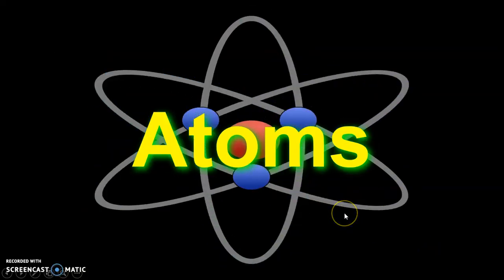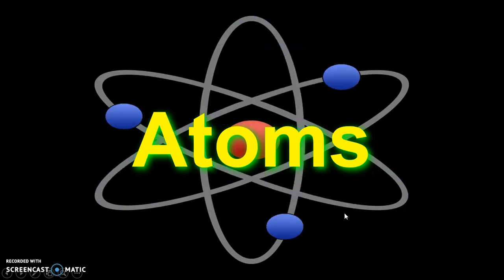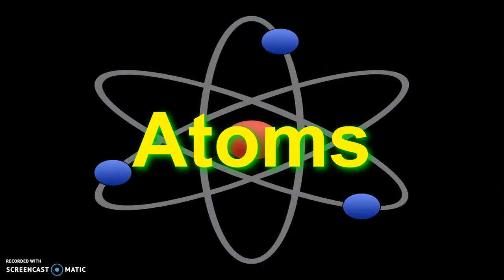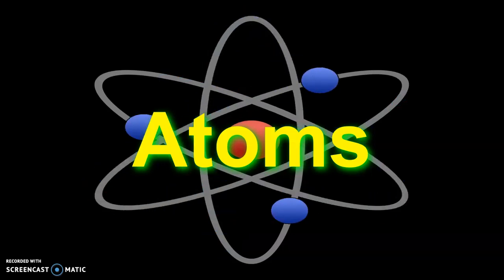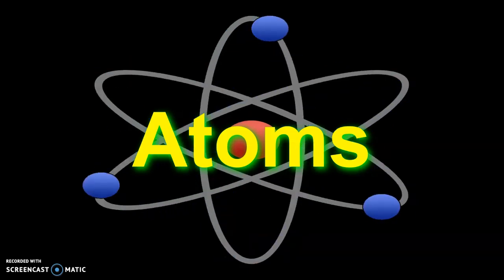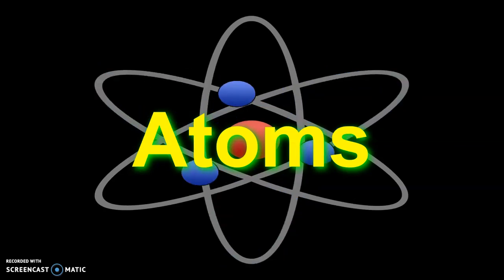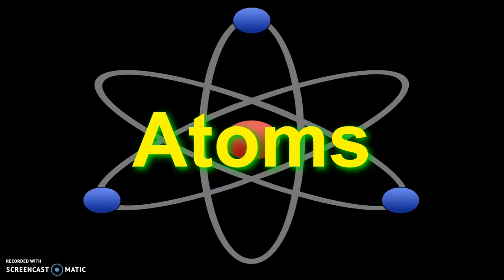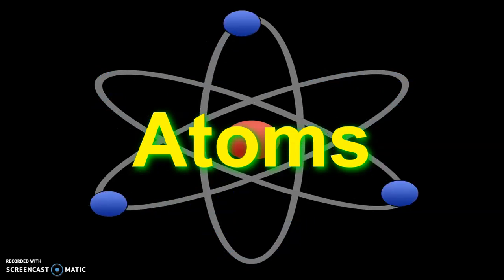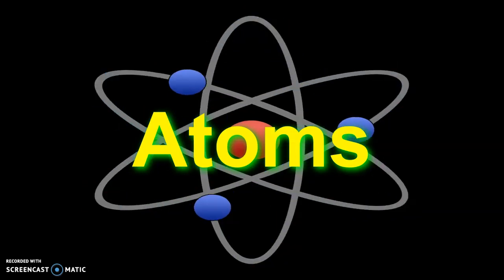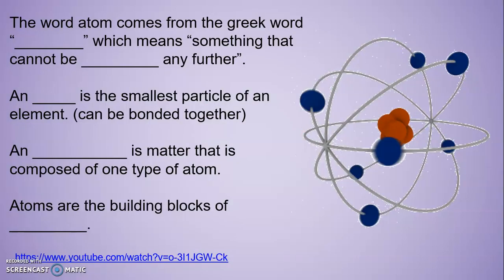Alright, so we're in our new chemistry unit, right? And we just finished talking about what matter is, right? And matter is anything that takes up space and has volume. We looked at the different states of matter, and we looked at physical and chemical properties of matter, as well as changes, right? How we can change matter both physically and chemically. So now we're going to look at what makes matter up, and that would be atoms.